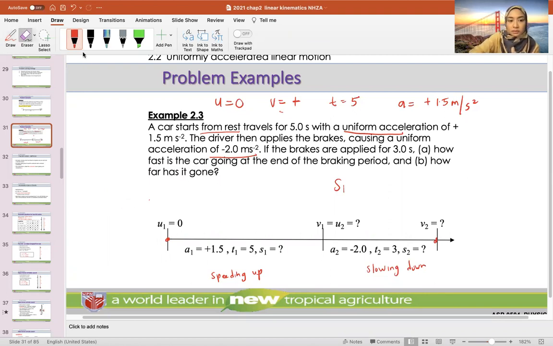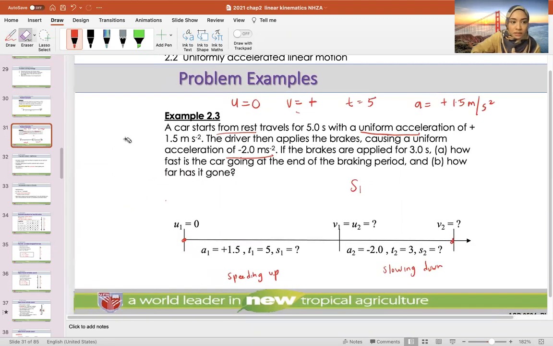V equals to U plus AT, okay? So V1 equals to U plus AT. Because I'm trying to find for V1, this equation should also be U1 and A1 and T1. Jangan cari V1 tapi pakai value T2, pakai value U2, jangan. So it has to be consistent.